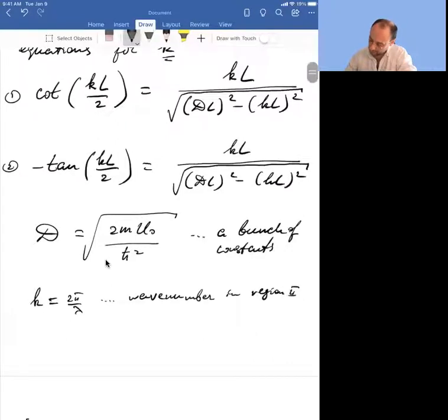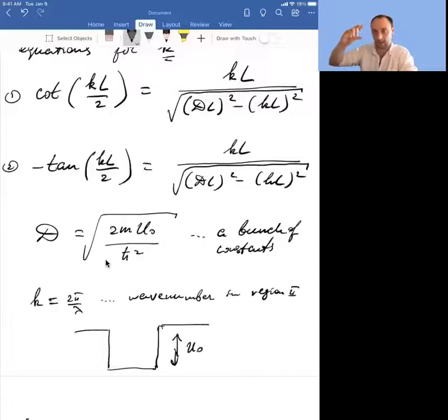So remember what happened is we had a well. What are these constants? This was U naught, the depth of the well. This was L, the width of the well. And inside, we had a sinusoidal solution that matched up to decaying bits outside, but inside it has some kind of a sinusoidal solution with wavelength lambda. So that's what all these numbers mean.